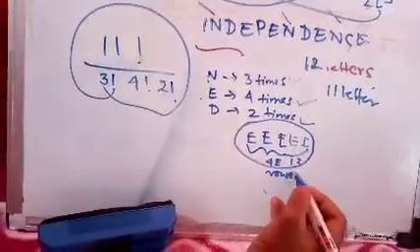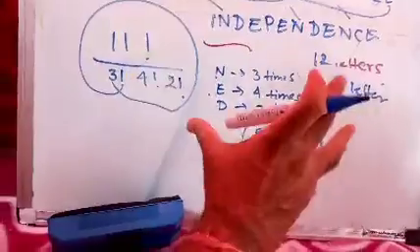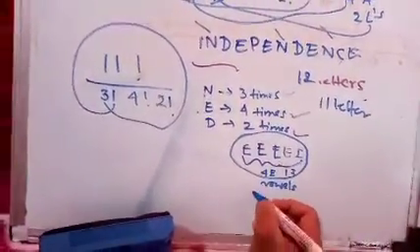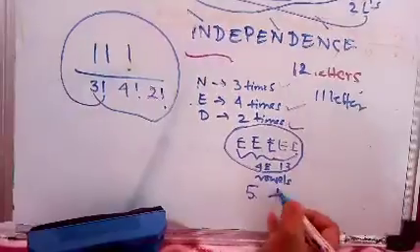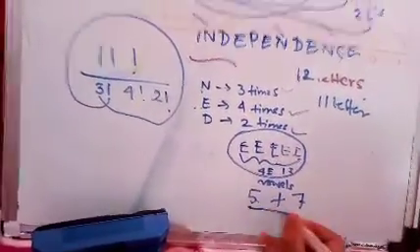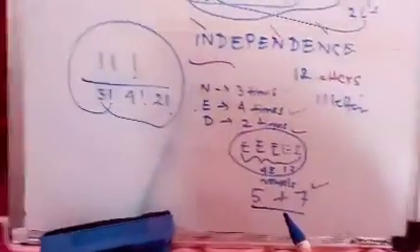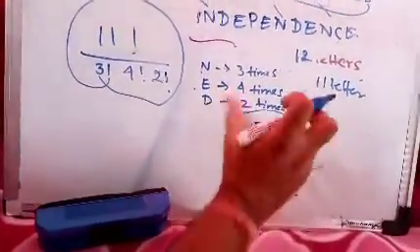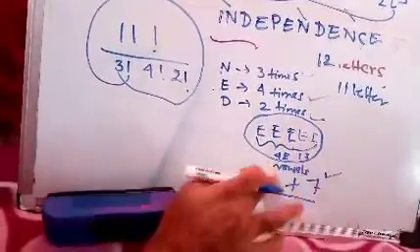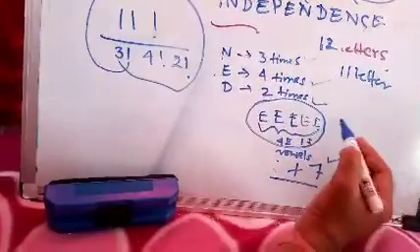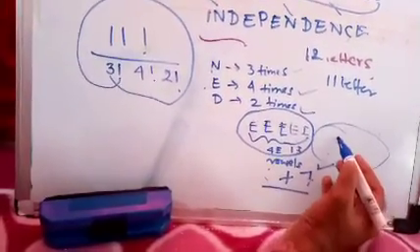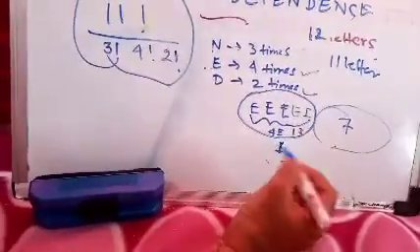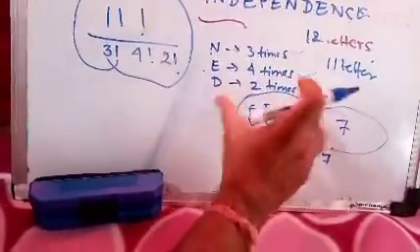The vowels should always be together. There are 5 vowels. How many other letters are there? 7, because 5 plus 7 is 12. So you bind all the vowels, and it is like 1 letter. So the other letters are 7, and you assume this bound group is 1 letter.